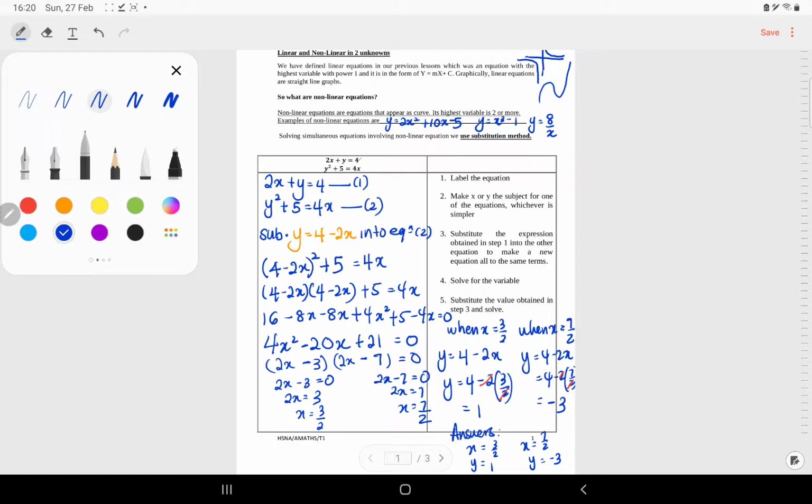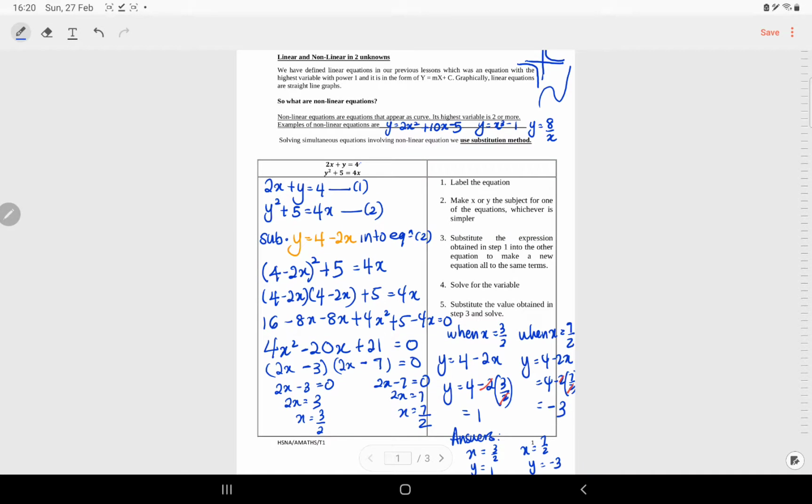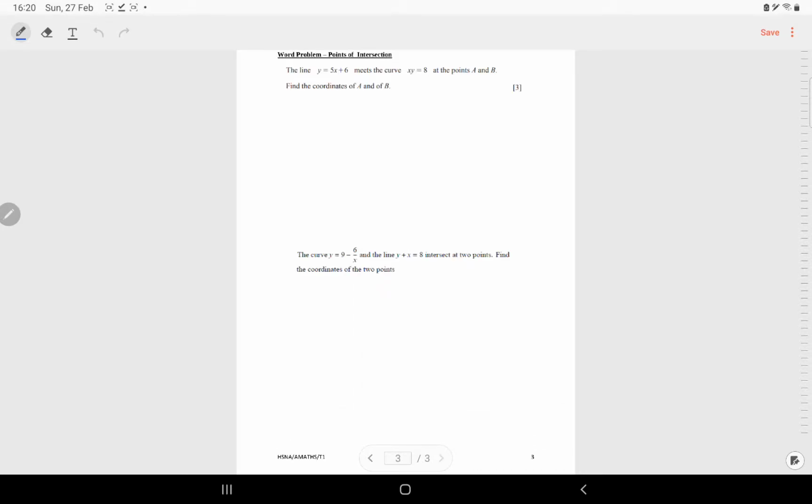Okay, guys? So you will have an exercise for this, but just one more, okay? Word problem, points of intersection. So, like I said before, we have seen that simultaneous equations can be used as a method to find points of intersection. Basically where a curve and a line meet at one point or 2 points, or a line meets another line.